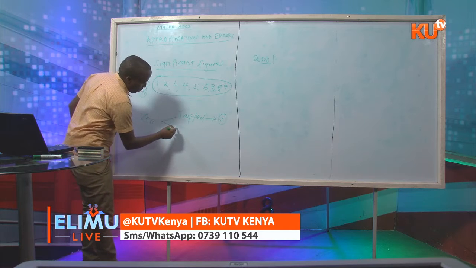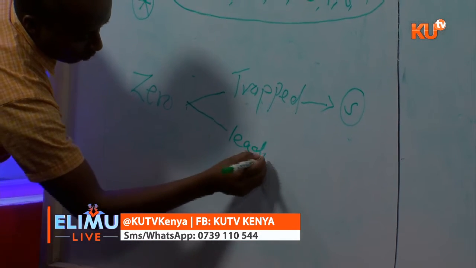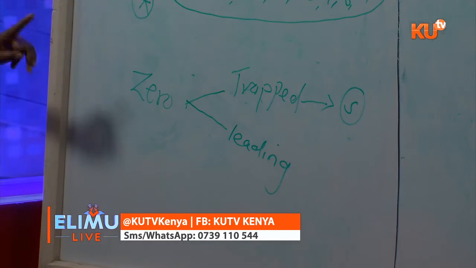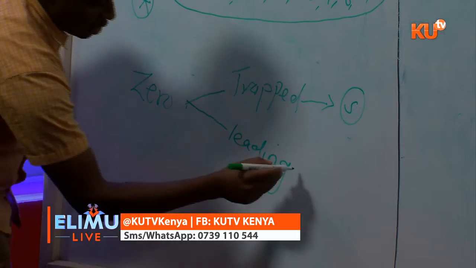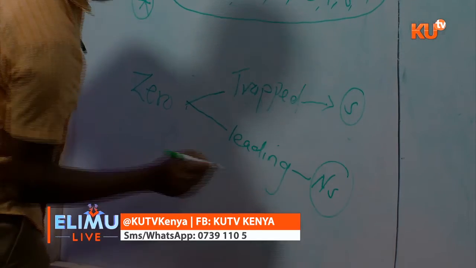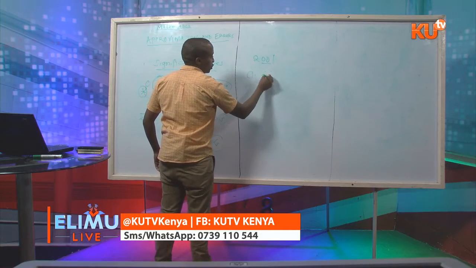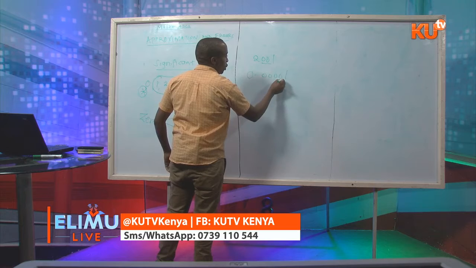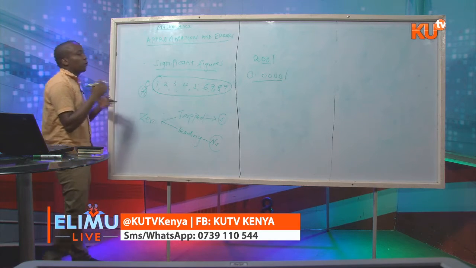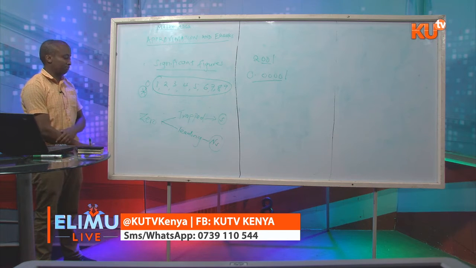Then we have the leading zeros. These zeros are never significant. What do I mean? When you look at any number, maybe 0.00001, all these zeros are not significant. Any zero that comes before any other number is not significant. You need to understand that.